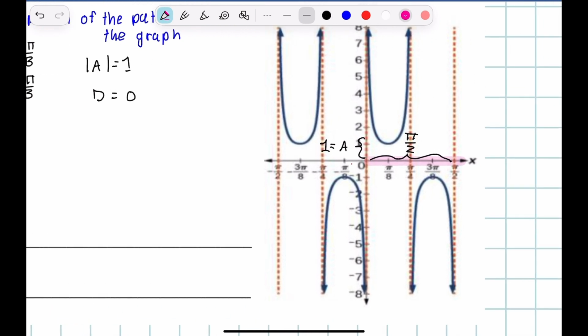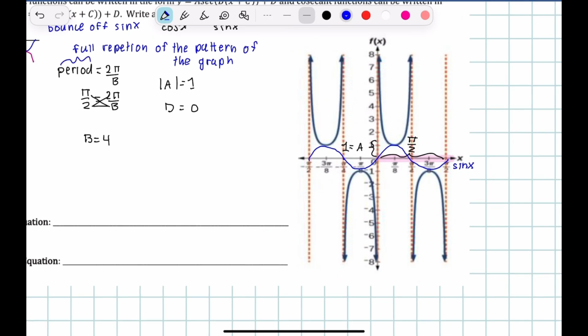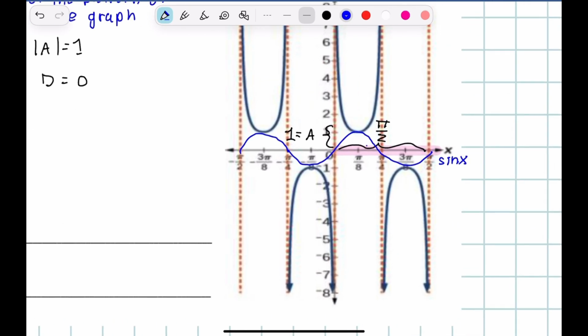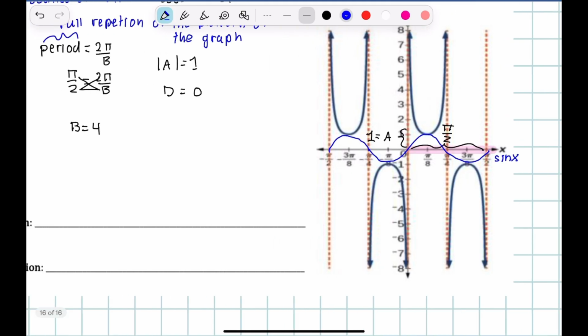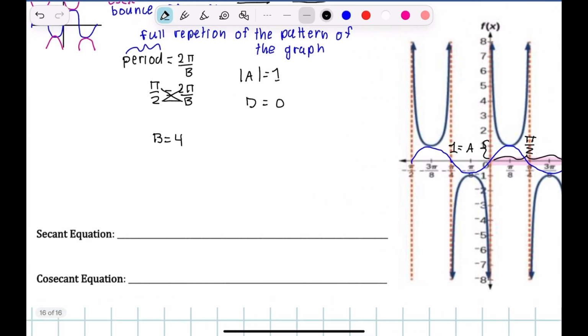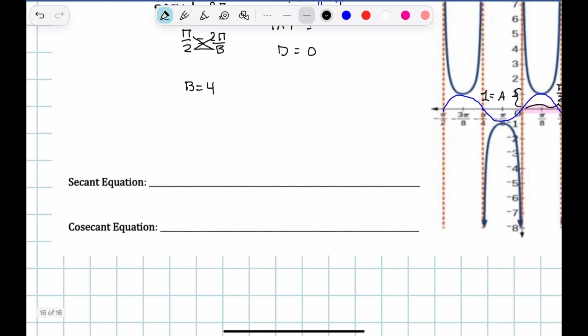And let's see, what is our natural graph here? This is going to be, let me do this in blue since we made sine blue earlier, a sine x graph, because it starts here and makes an S shape when it crosses the x-axis. So we can write the secant x equation, think of cosine x for this, and the sine x equation, we can write the cosecant x equation and the secant equation.